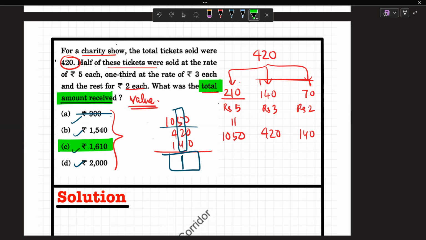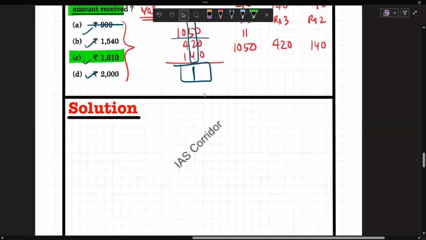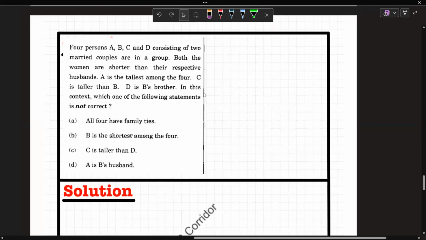Got it? So these are the tricks that you need to inculcate while solving. No need to calculate fully. Wherever it is required, we will calculate. If it is not, we will eliminate. Clear? Okay. Now let us proceed to the next question.